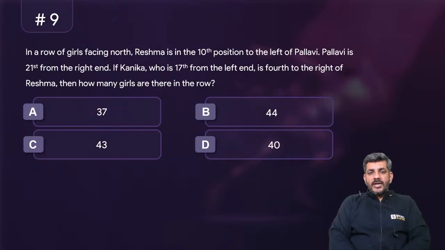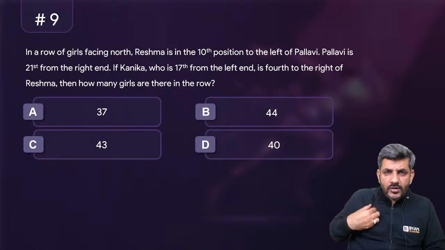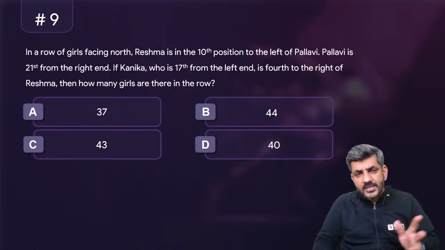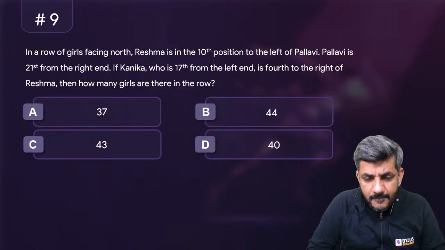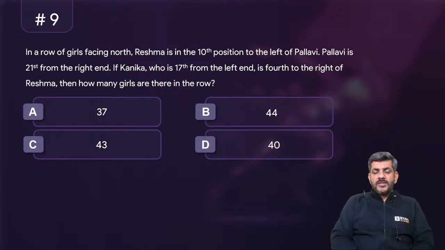Sir, what is the cutoff for getting a call from SIBM Pune or SCMHRD? I think from SIBM Pune it is around 42 to 44 and for SCMHRD it will be somewhere around 39, 40. Not much difference between them.